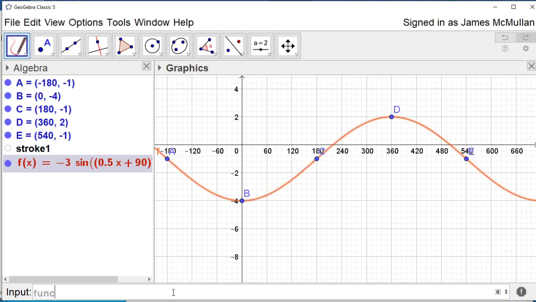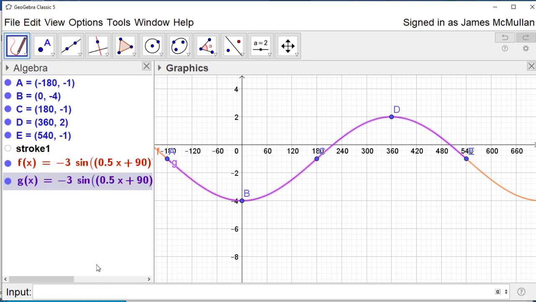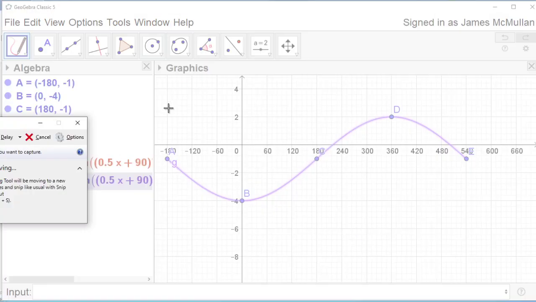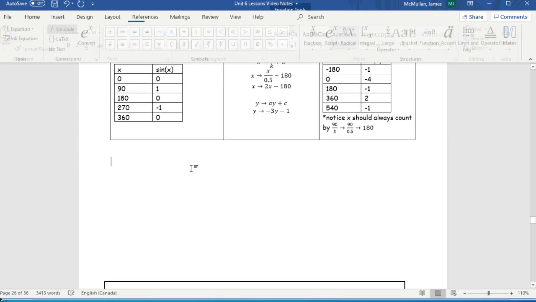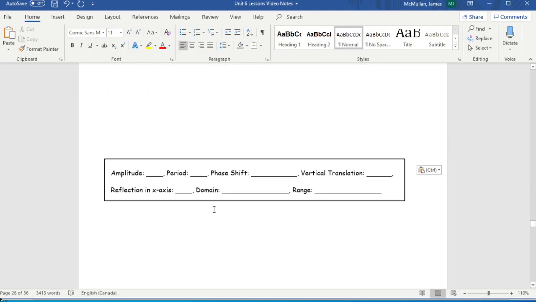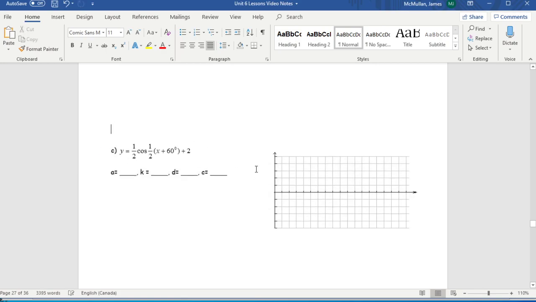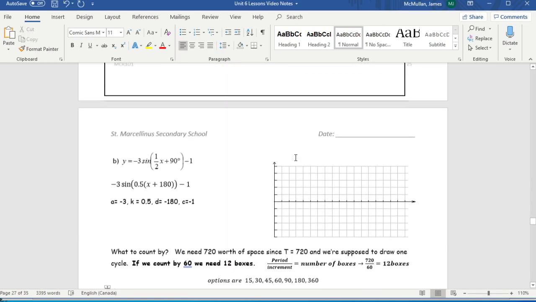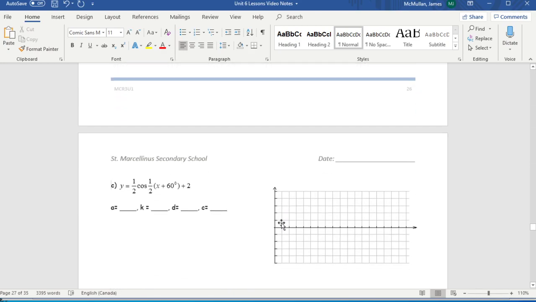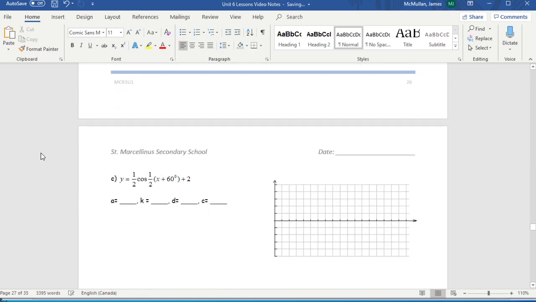And then let's draw a function f only between negative 180 and 540, so that it just draws the one cycle. Okay, so your graph should look something like this time. Okay, so we'll just paste it here. I'm not going to bother going through the period and phase shift and all that stuff. If you have a question about that, you can ask, but just do the same thing we did up here. Okay, this last one, again, it's just more of the same.